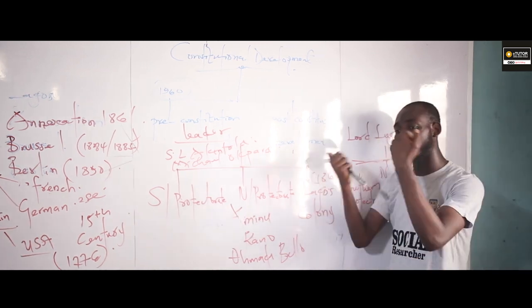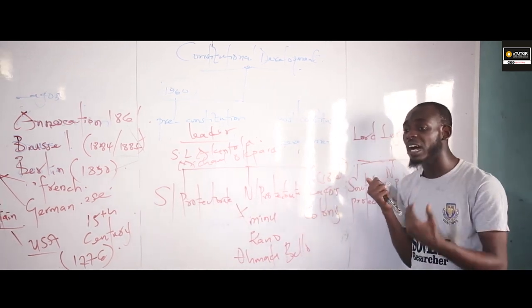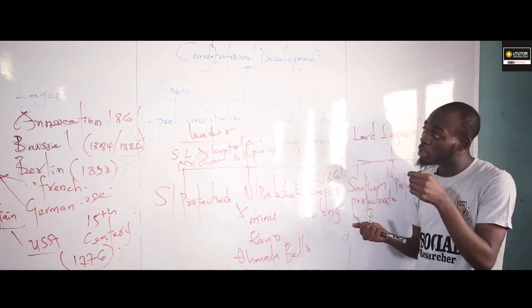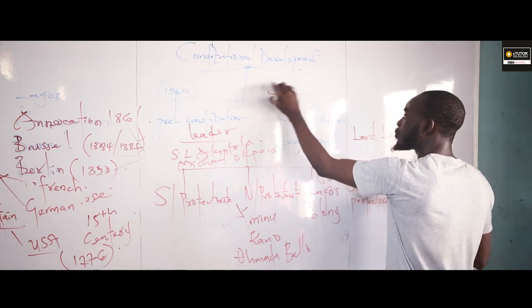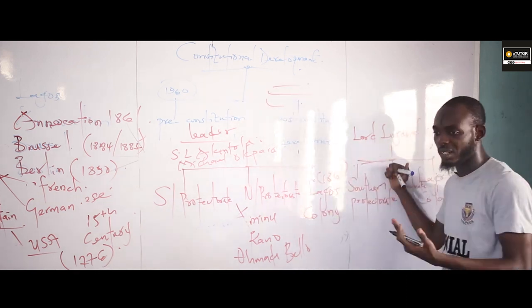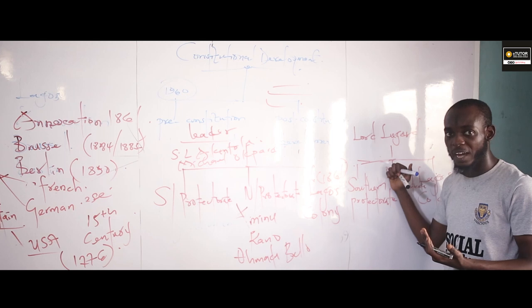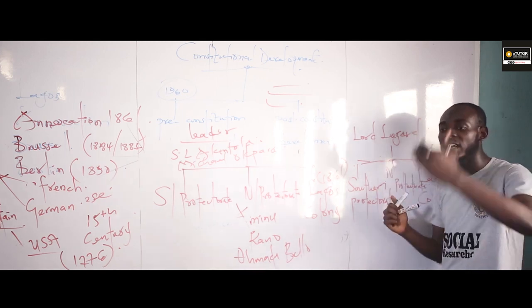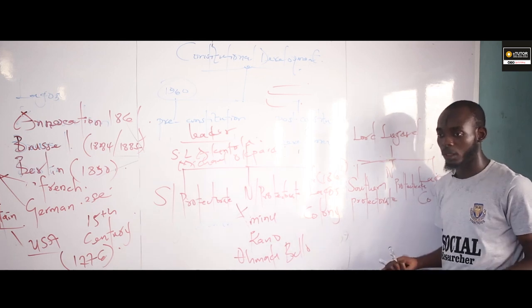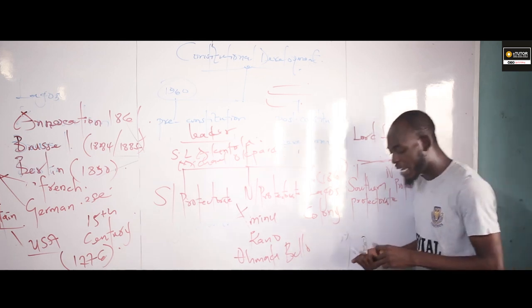It was after we got our independence that we started having governors. If you look at it, the governor aspect started on May 27, 1967, where we have the likes of Yakubu Gowon subdividing Nigeria into 12 states. Am I communicating now?